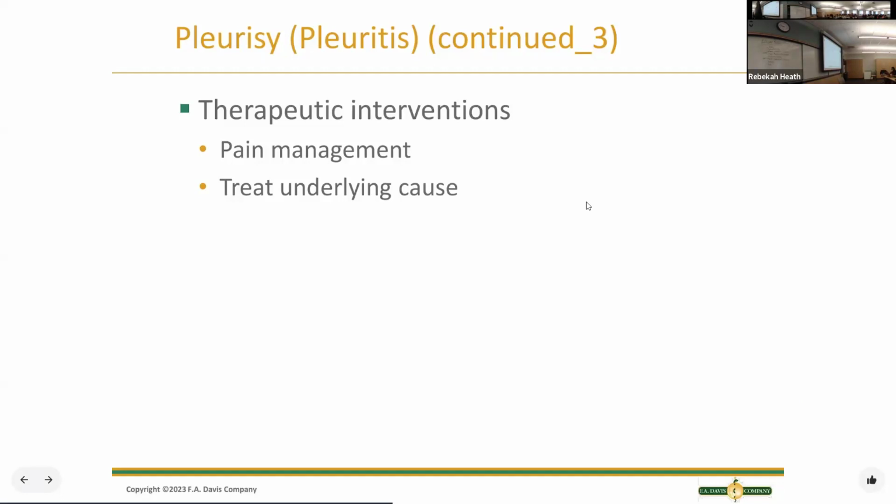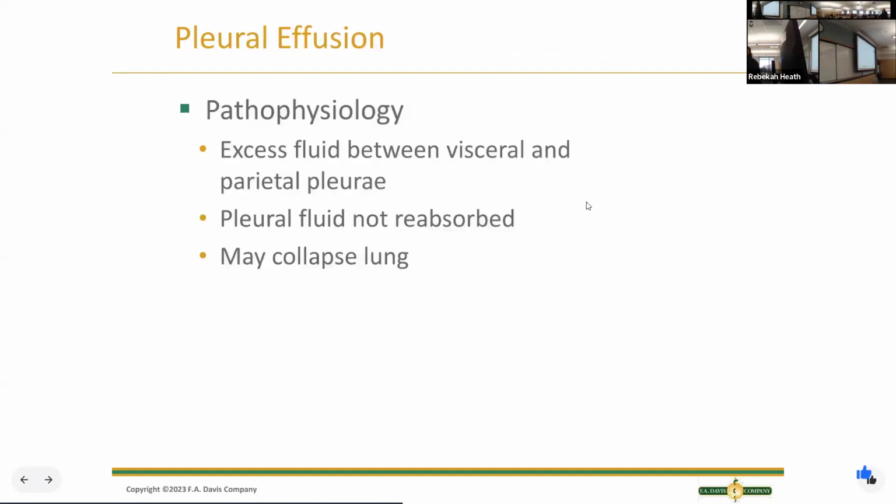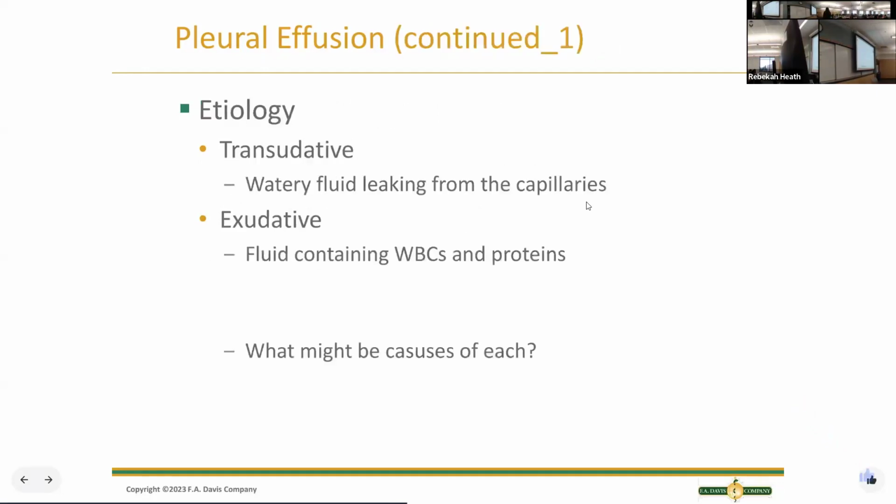I want to be careful though, because if we're giving them opiates or narcotics, what's one of the side effects of that? It suppresses the respiratory drive. They're not going to be breathing as much. And when the respiratory system is already compromised, we want to be really careful. It may collapse the lung. We'll talk about pneumothoraxes a little bit later.